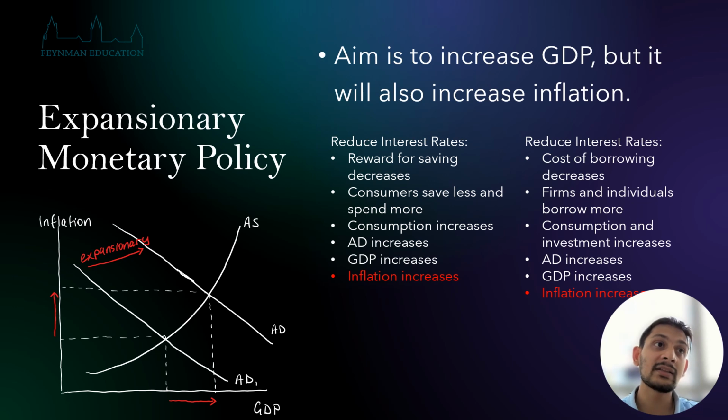We could also look at that change of interest rate from the viewpoint of a company or a firm. If the interest rate goes down, the cost of borrowing would also decrease. That means it's cheaper for a company to get a loan, and not only a company, also an individual. So firms and individuals would borrow more money in theory because it's cheaper. That means consumption and investment would increase, which means aggregate demand would increase, and therefore GDP would increase. But like we said, inflation would also increase.